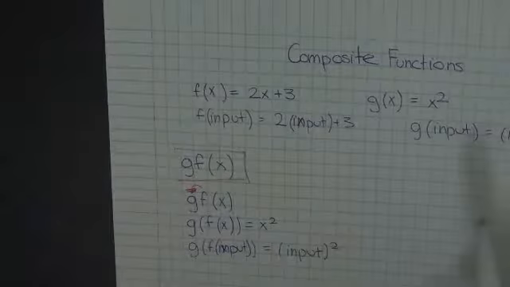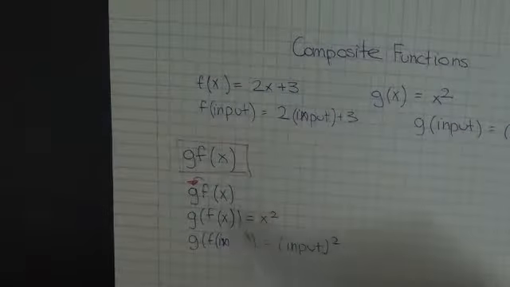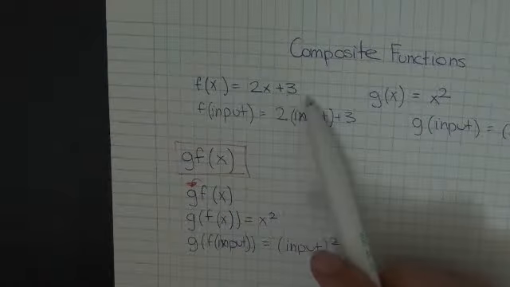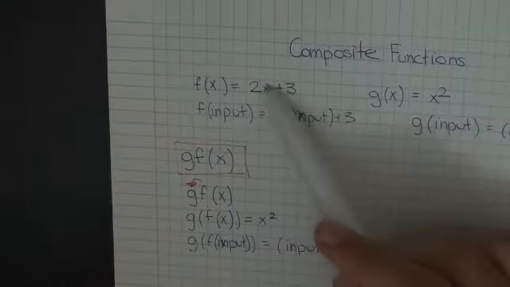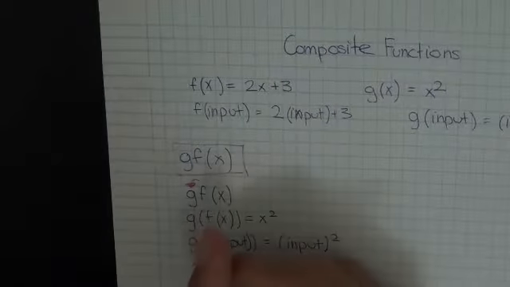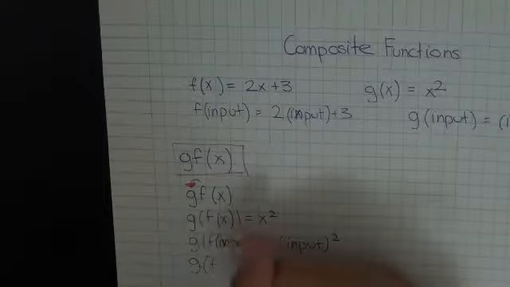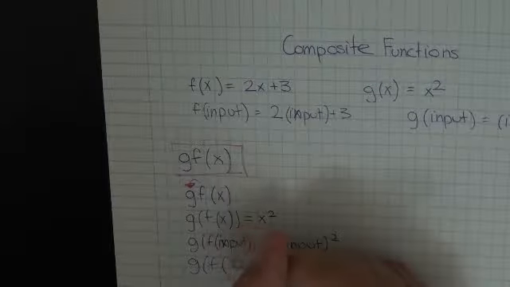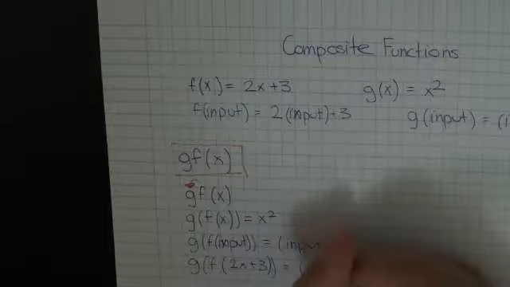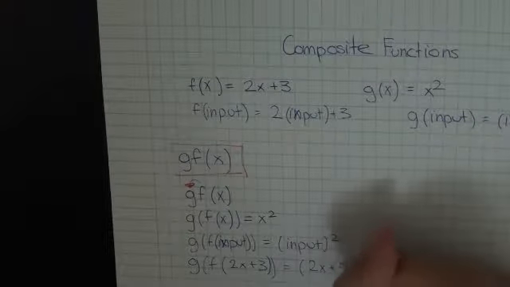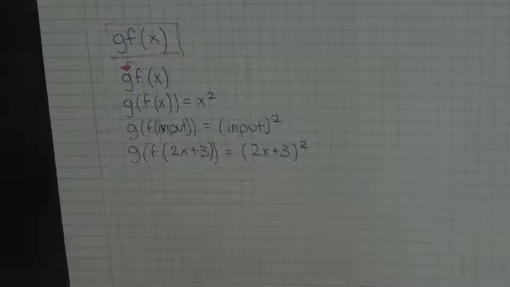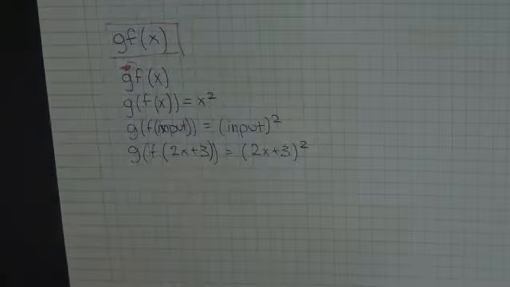So if we're inputting the f into the g, we know that the value of f of x is 2x plus 3, so our input is 2x plus 3. And so we input this in our equation like this: g of 2x plus 3 is equal to 2x plus 3 squared. This is how we're going to continue and figure it out.